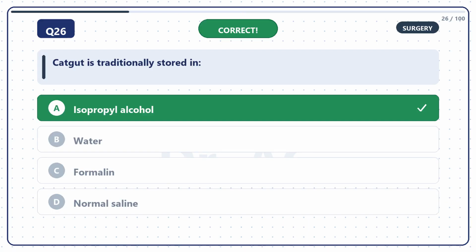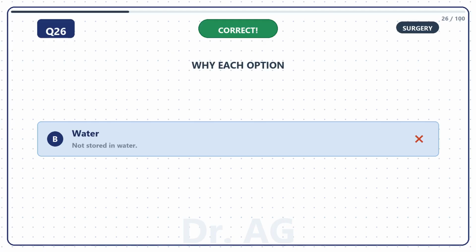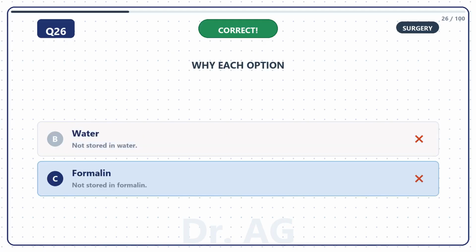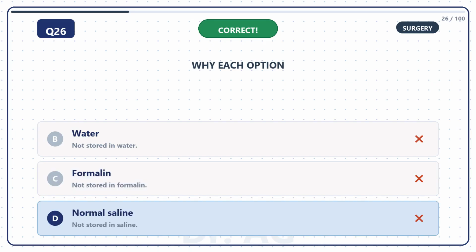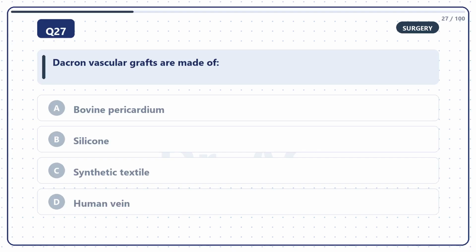Isopropyl alcohol. Let's go through the options. Water. Not stored in water. Formalin. Not stored in formalin. Normal saline. Not stored in saline. And the correct answer is isopropyl alcohol. Correct. Catgut is traditionally stored in isopropyl alcohol. So, the right answer is option A. Isopropyl alcohol.